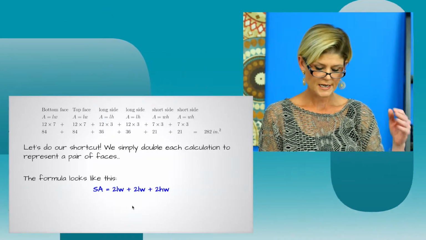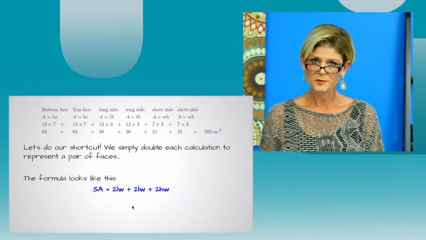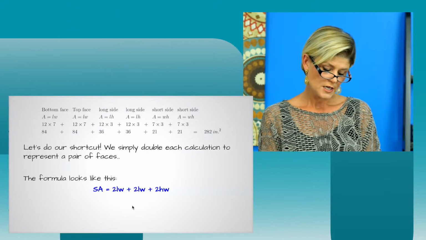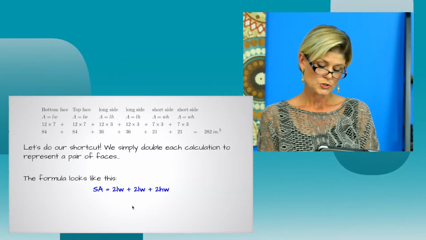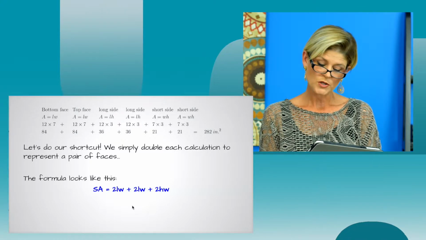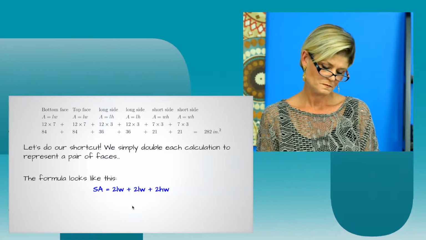All right, let's look at how we would do this. We simply double each calculation to represent a pair of faces. So our formula is going to look like this. The surface area equals 2 times length times width plus 2 times length times height plus 2 times height times width. Those are the three patterns that we're seeing.